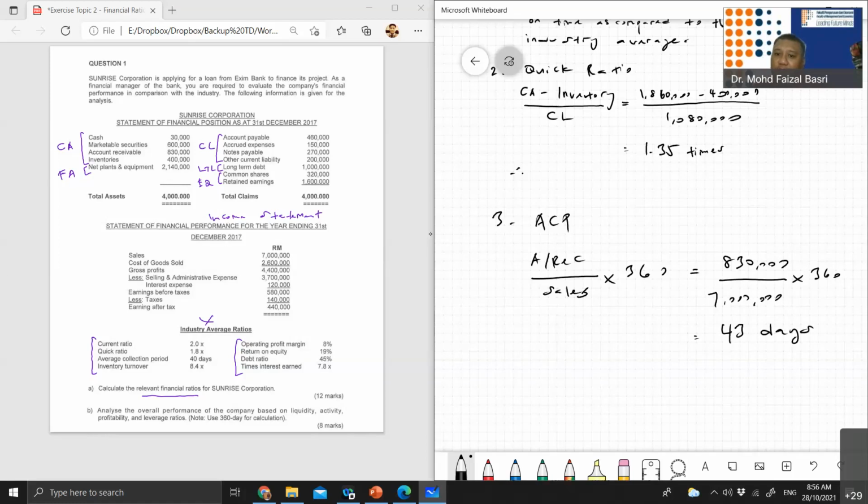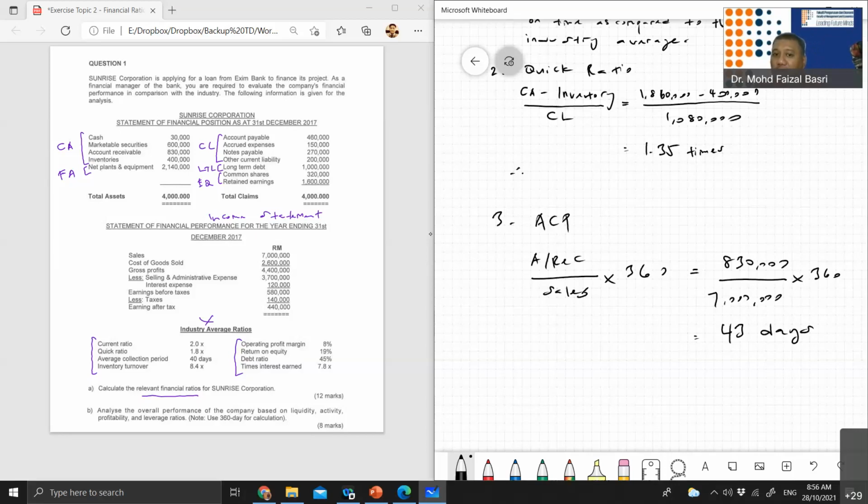So basically, what does it mean? The company needs 43 days on average to recover the debts, because account receivable is debt. Meaning people owe the company money. Not that the company owes; rather, the company is the one giving the debt. They give credit to their customers.